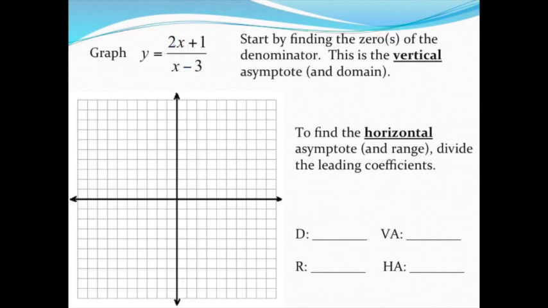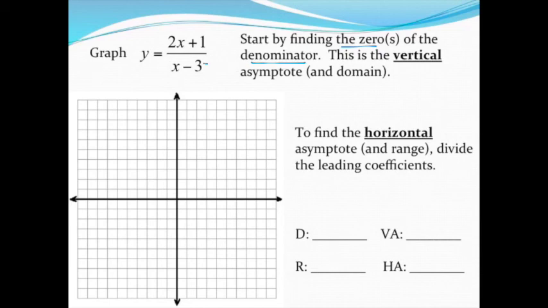The biggest thing that's still true and will always be true of rational functions is that anything that makes the bottom equal to 0 is going to tell us what our domain is and tell us what our vertical asymptote is. We can never divide by 0, and so that's going to remain the same.